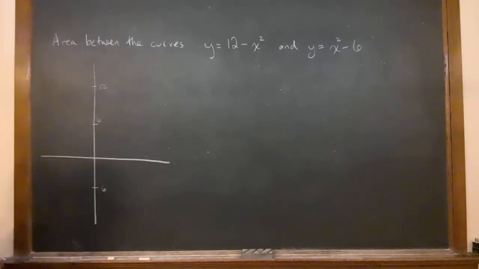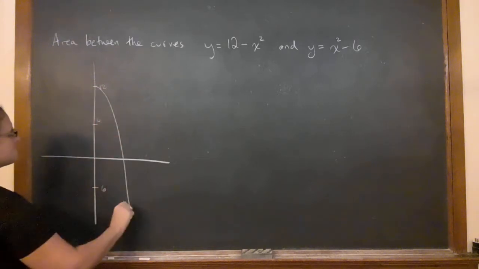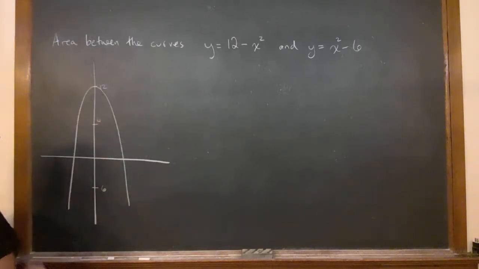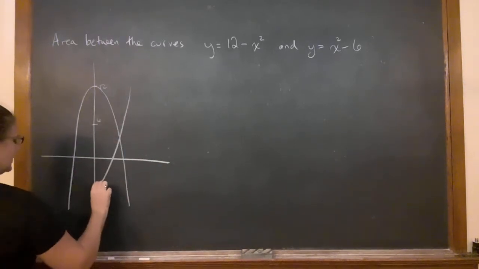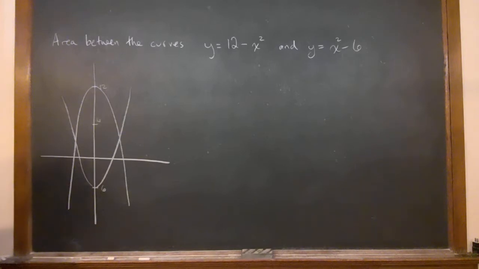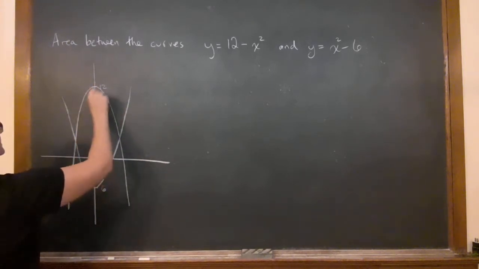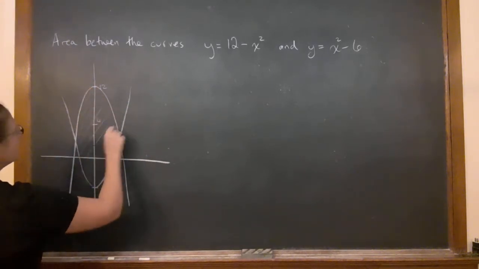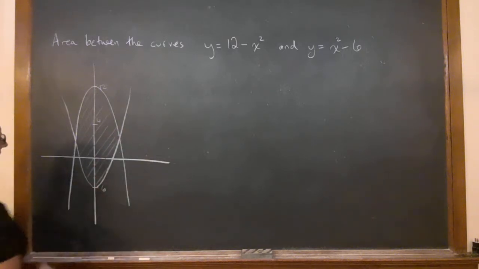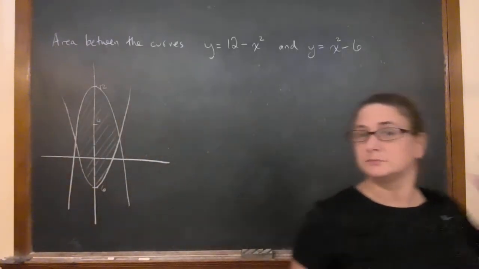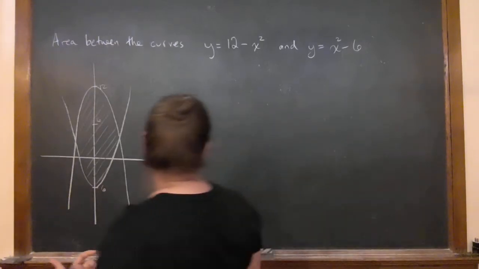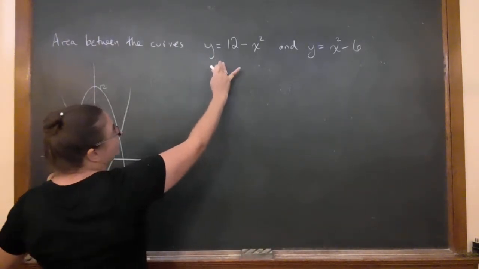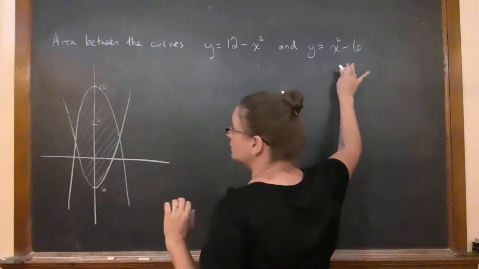Okay, 12 minus x squared, that's just going down, and then x squared minus 6 is going up. So this region looks like this. I want the area between the two curves, meaning I want this bit here. That's what they're asking. Okay? So it is some region. So we see clearly when we drew it that this is the upper curve and this is the lower curve.